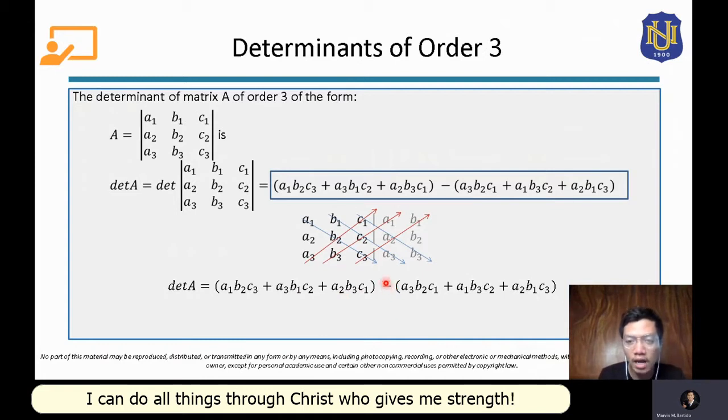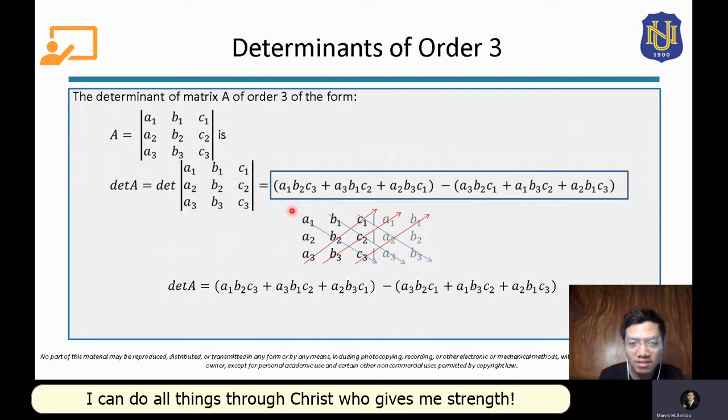Okay, so we are going to subtract the product now of the elements in the upward direction. So the products of the elements in the upward to the right directions are A3 times B2 times C1, and then B3 times C2 times A1, and then C3 times A2 times B1, and then we just get their sum. Okay, so that's how we have solved this formula for solving the determinant of matrix A.